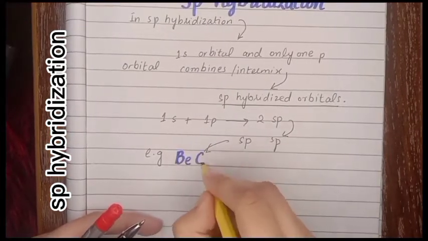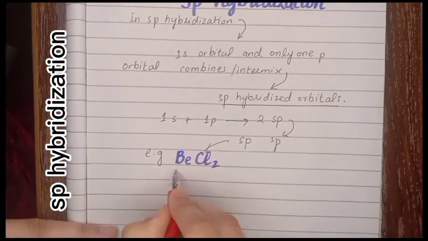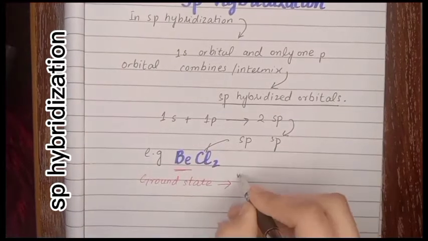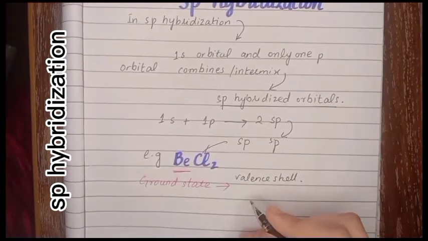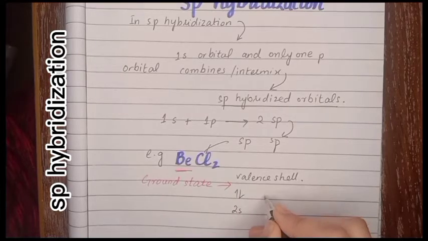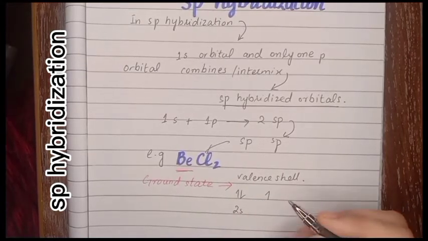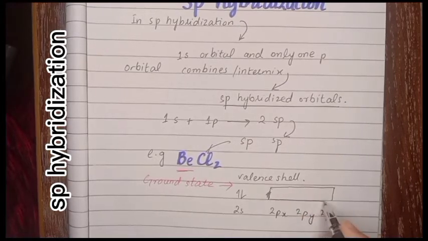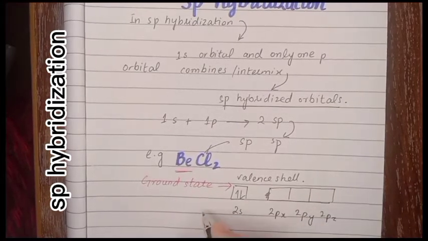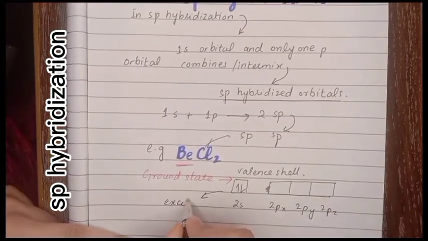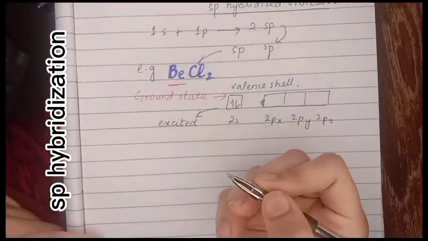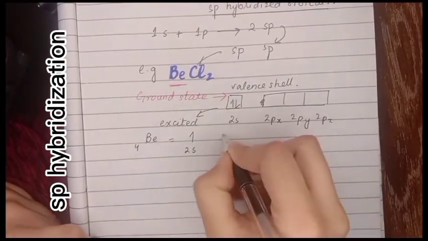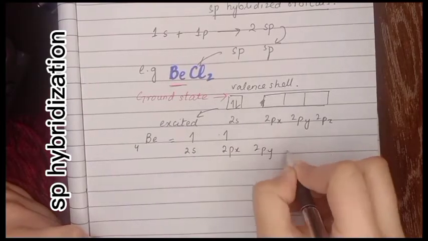To understand this sp hybridization, I have an example of beryllium chloride. The ground state electronic configuration of beryllium is 2s2 and 2p0. So in the excited state, beryllium, as it has atomic number 4, an electron from 2s will jump into the 2px, thus forming 2 hybridized orbitals, which are the sp hybridized orbitals.